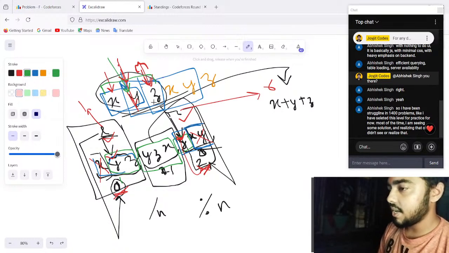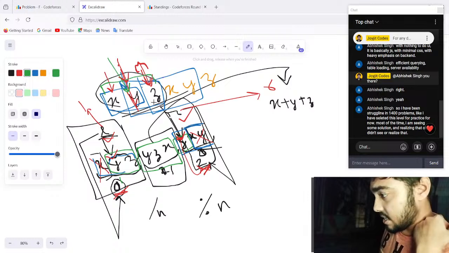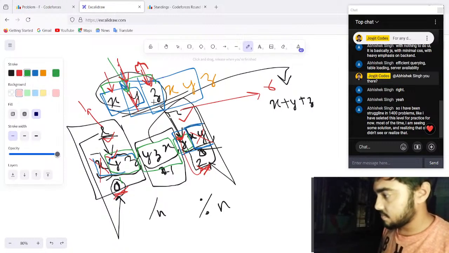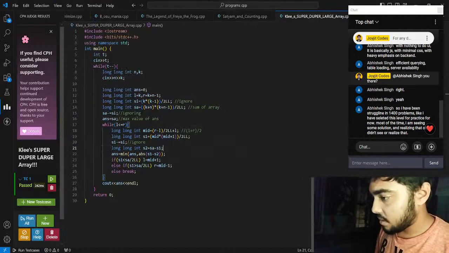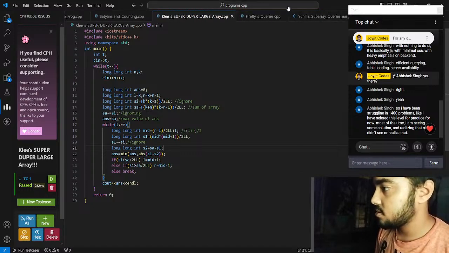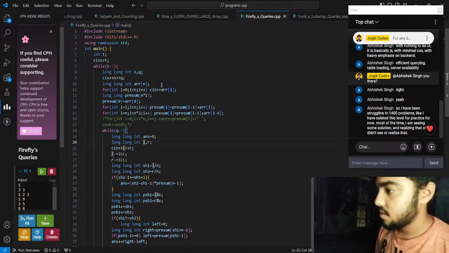So I hope this is clear. Now we can see that using some basic mathematical approaches, we can come up with a solution for this, because the basic logic of this problem is very clear for you, I guess. So let me just go with the mathematical approach. I'll just show you the mathematical approach. So this is Firefly queries. The code is a little bit lengthy. You don't need to worry about that.